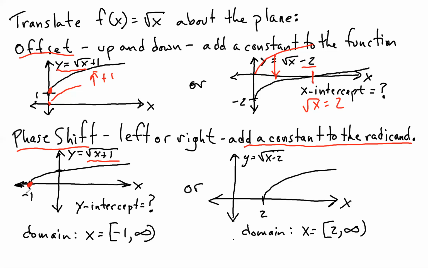Notice that x is -1, y is 0 right there at the red dot. And then the whole graph is the same thing. It's just been pushed to the left by 1 unit. Or I can push it to the right over here. For the square root of x minus 2, x has to be +2 for this to be 0. So when x is +2, y is 0, and the whole graph was pushed to the right from where we started by 2 units. Notice my domains have changed a bit because of this phase shifting.